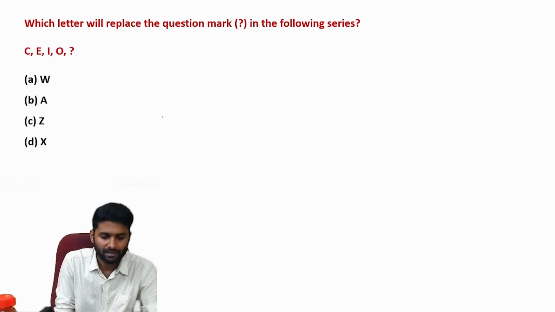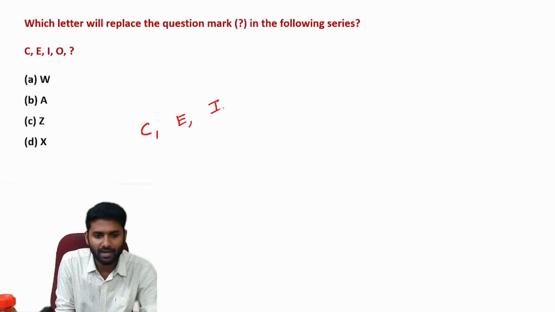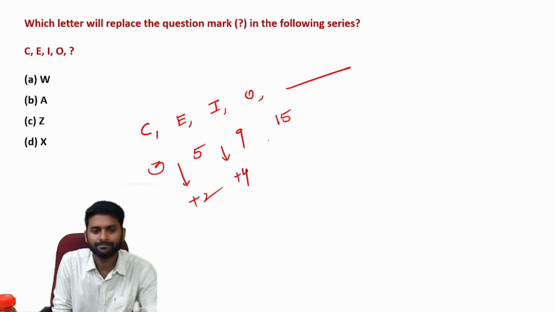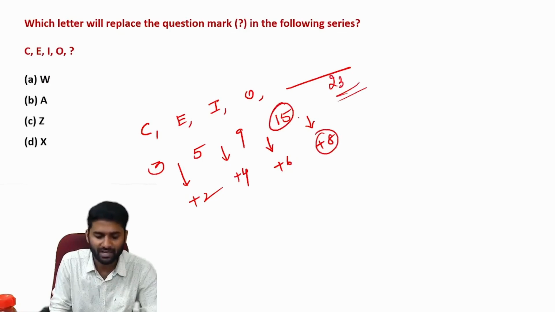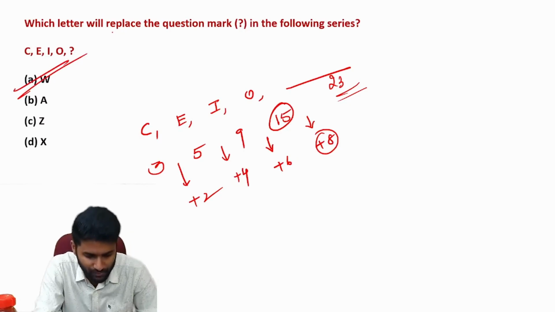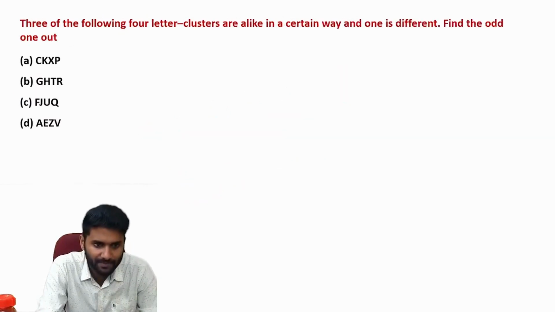Now see, here find the next alphabetical: C, E, I, O, dash. Third letter, fifth letter, ninth letter, 15th one, next one. See, it's a difference of 2, a difference of 4, a difference of 6, so definitely a difference of 8. So 15 plus 8, we require the 23rd alphabetical. So here the 23rd alphabetical is W. Yes.